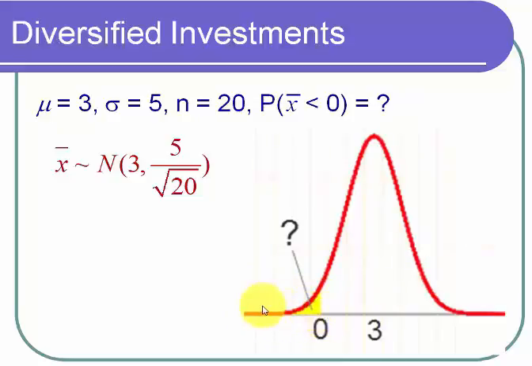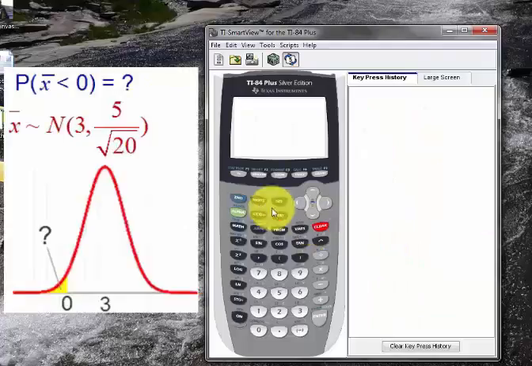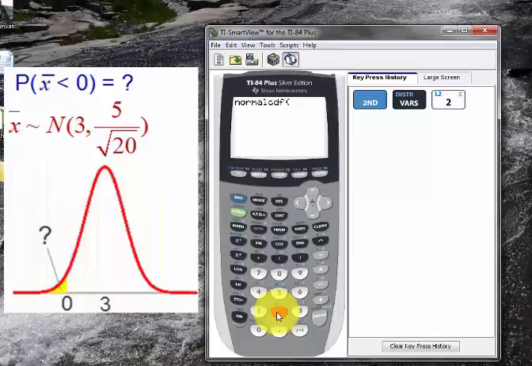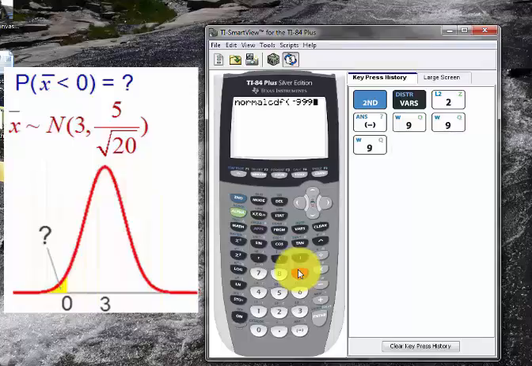So now we go ahead and use our calculator. Let's do that. Okay, so here's our calculator. I got a second distribution. Here we want to find the area of the curve given a value of x. So that's normal CDF, which is number 2. We want to find out the probability that x bar is less than 0. So the low will be negative 999, which is approximately negative infinity. The high, if you remember, is 0.